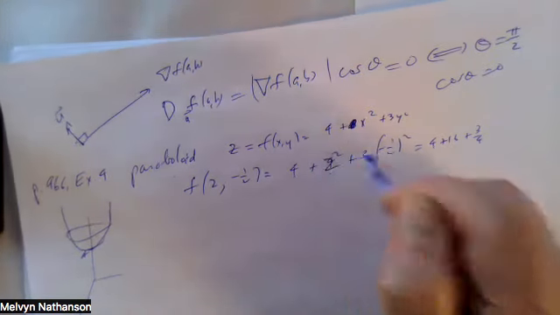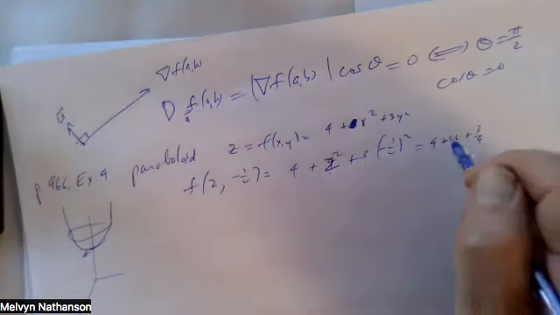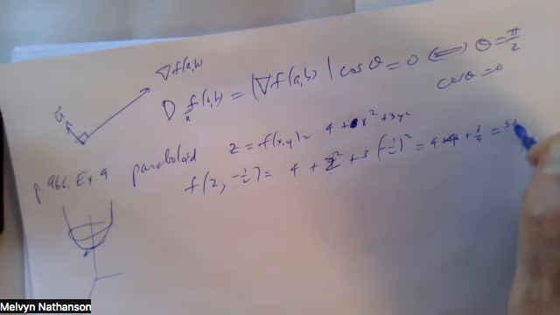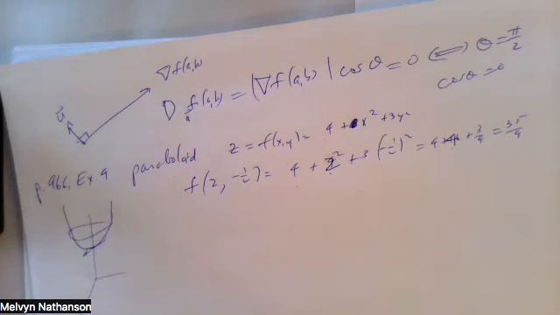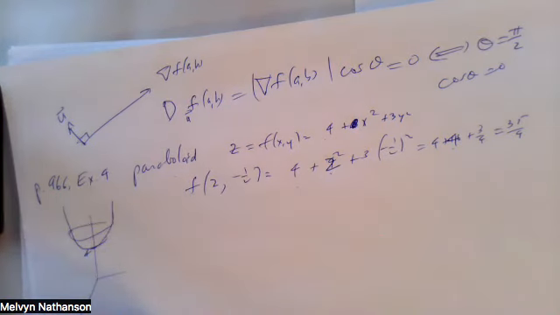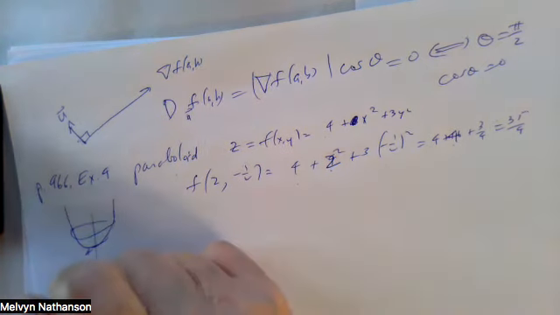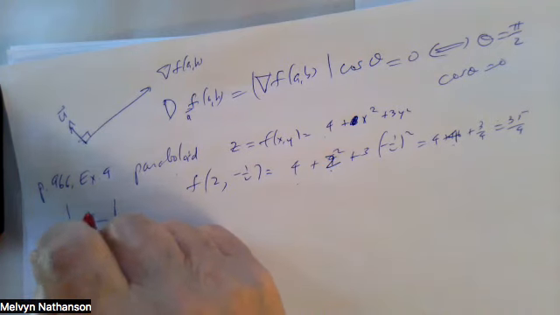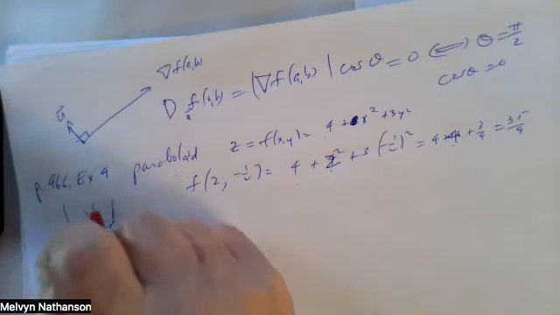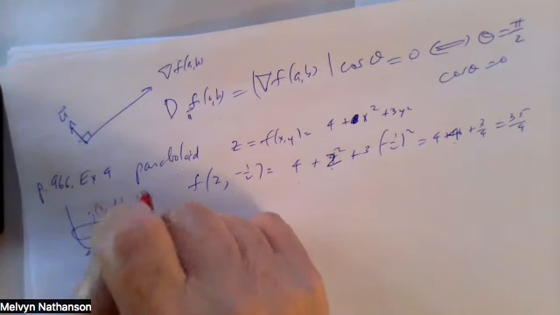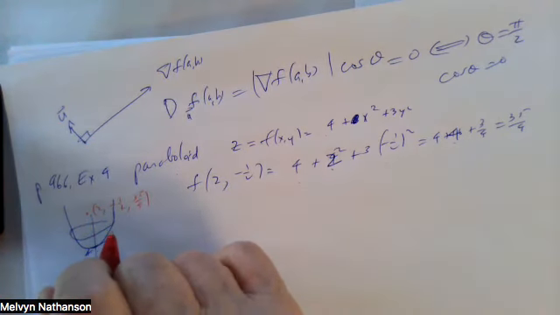4 plus 2 squared. X is equal to 2. 4 plus 4, that's 8, plus 3 over 4, that's 35 over 4. So on this parabola, you have the point in the plane, 2, minus a half, and sitting over it in the parabola is this point on the surface, which has coordinates 2, minus a half, 35 over 4, right? Somewhere on the surface.